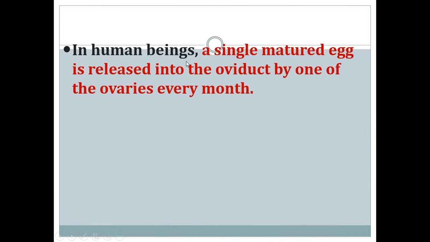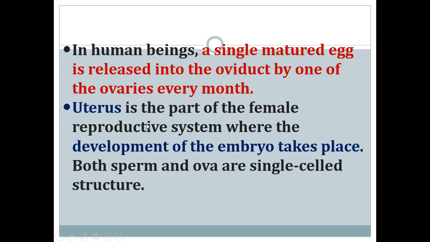In human beings, a single mature egg is released into the oviduct by one of the ovaries every month, and the uterus is the part of the female reproductive system where the development of the embryo takes place. The sperm and ovum fuse and form an embryo, and the embryo develops in the uterus. Both sperm and ovum are single-celled structures.